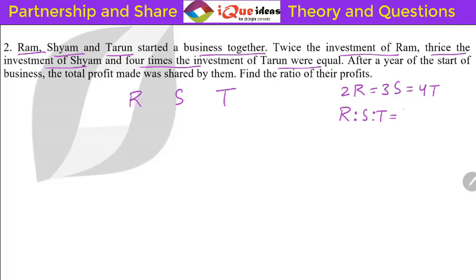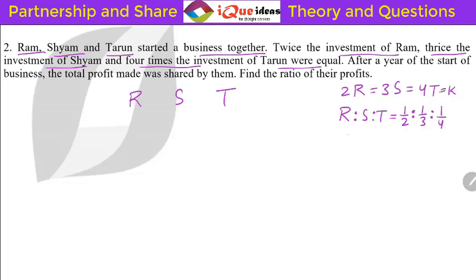So R is to S is to T will be 1 by 2 is to 1 by 3 is to 1 by 4. Or what you could have done is you could have taken K. From there you could get R equal to K by 2, S equal to K by 3, T equal to K by 4. So K would get cancelled and the ratio will be 1 by 2 is to 1 by 3 is to 1 by 4.